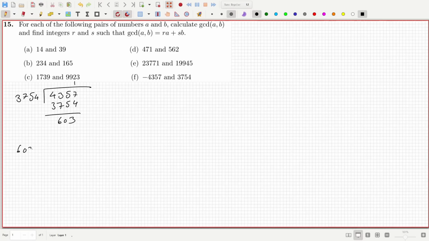Does 603 go into 3754? Let's see. How many times would that be? 6 times. 3618. Leaves us with 136.